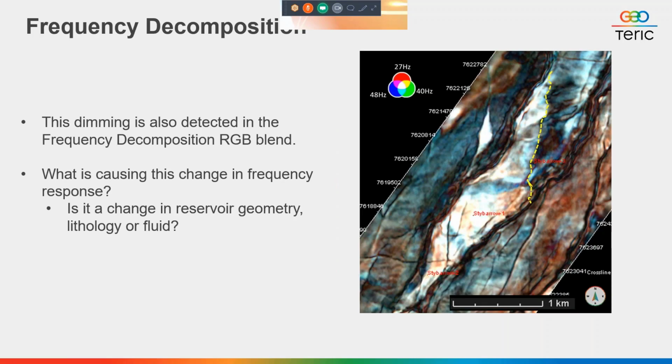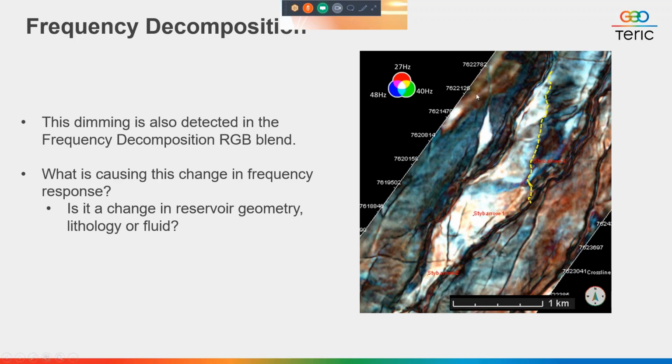In terms of frequency decomposition and the color blending, the reservoir is also characterized by a strong response from the 3 frequencies at the same time. So you get the whitish colors, and in the area where the amplitudes dim, we also have a dimming of the frequency responses, and that's the proposed location for the Stybarrow 3.